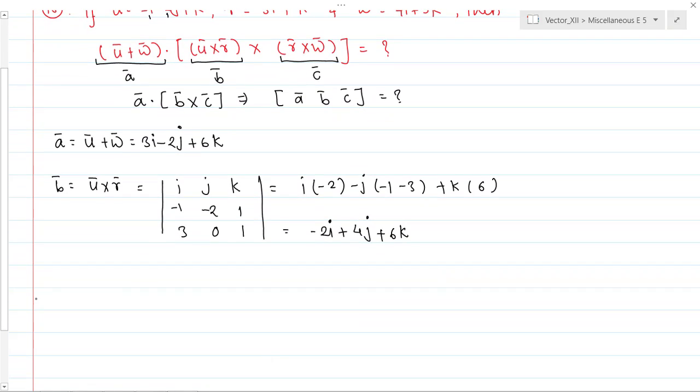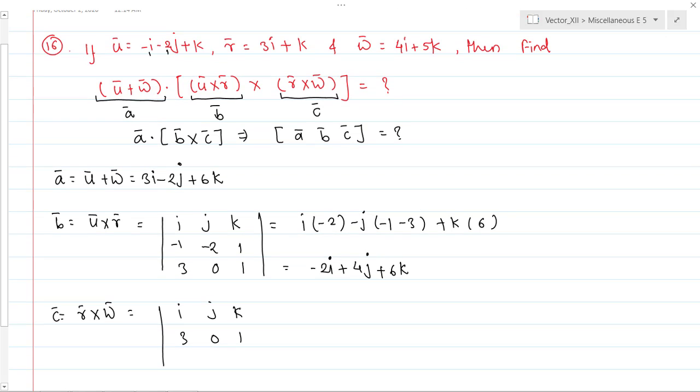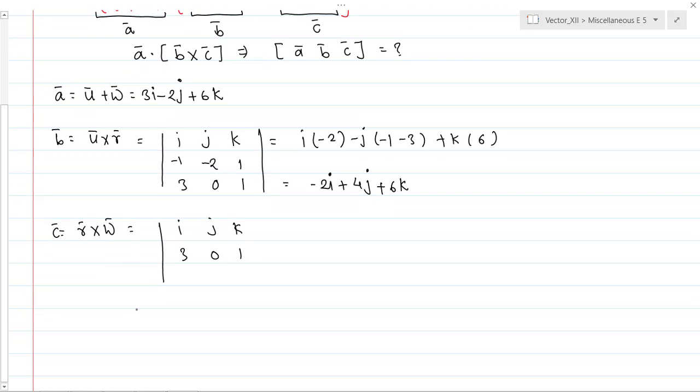Next is c bar, which is r bar cross w bar. Again substitute the values i, j, k. R bar remains the same, 3, 0, 1. Now w bar is 4, 0, 5. Now let's solve the determinant again. So i into 0, minus j into bracket 15 minus 4, and plus k in bracket again 0. So 15 minus 4 is 11, so it is minus 11j.